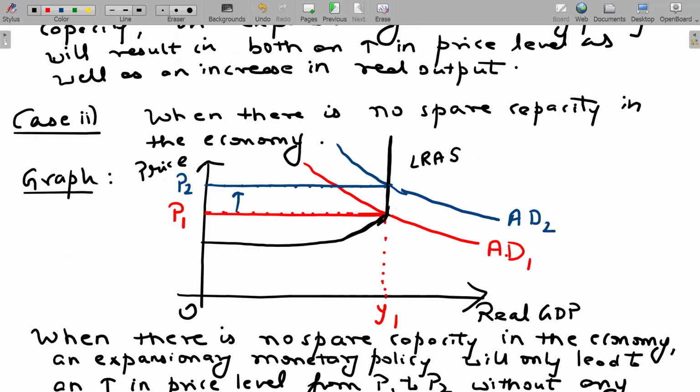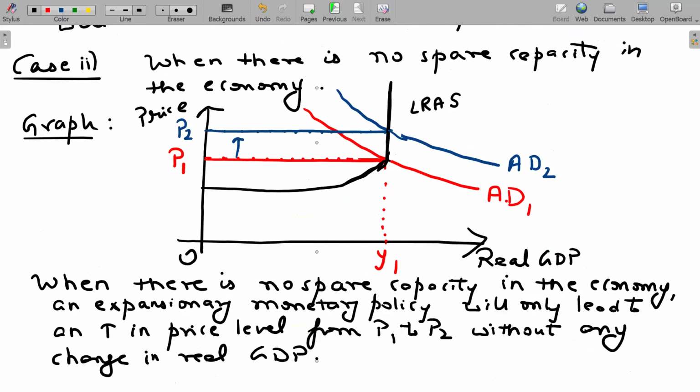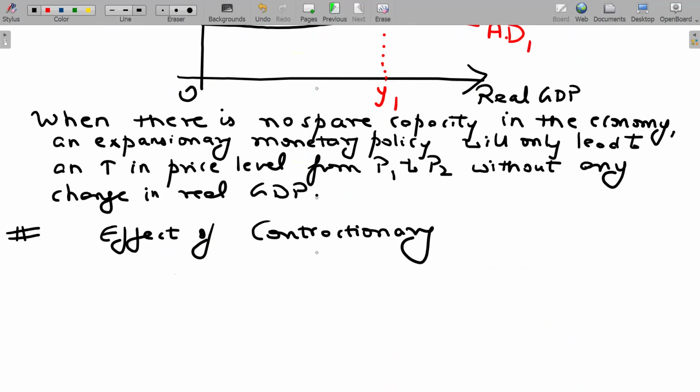Now, we have talked about the impact of expansionary monetary policy. Let's talk about contractionary monetary policy. If students have understood expansionary, contractionary is very easy. It's just the opposite. Central banks can either increase the interest rates to conduct a contractionary monetary policy or directly reduce the money supply through open market sale of bonds. We have covered all this in the previous lessons as well. Effect of contractionary monetary policy on aggregate demand, aggregate supply.